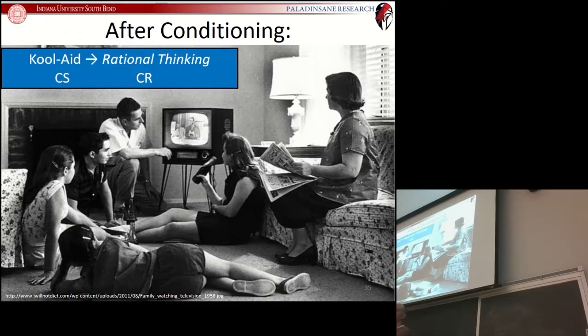So that's why advertisements used to present information about their products, because they wanted you, when you got to the supermarket, when you got to the car dealership, when you got to the appliance store, to see their logo, see their product, and that product went from being a neutral stimulus to a conditioned stimulus. That conditioned stimulus caused the conditioned response of rational thinking, and then that rational thinking drove your consumer behavior, and you made the decision to choose Kool-Aid out of the other choices, and that's what they thought was behind advertising.